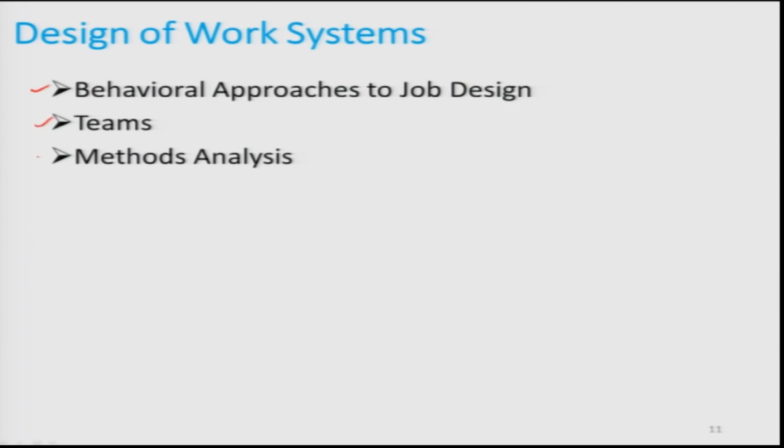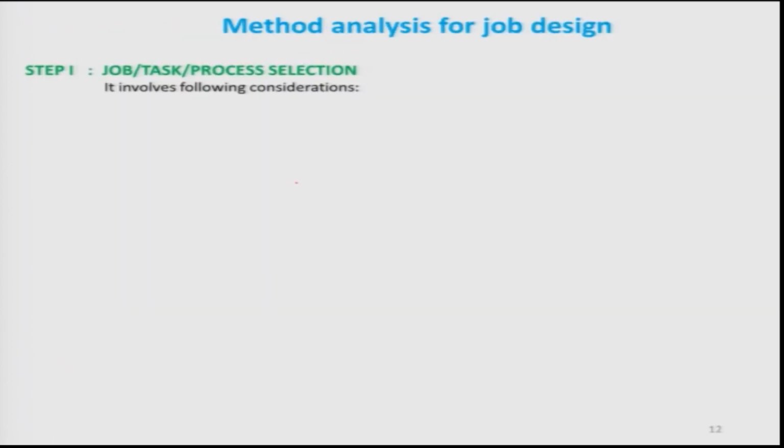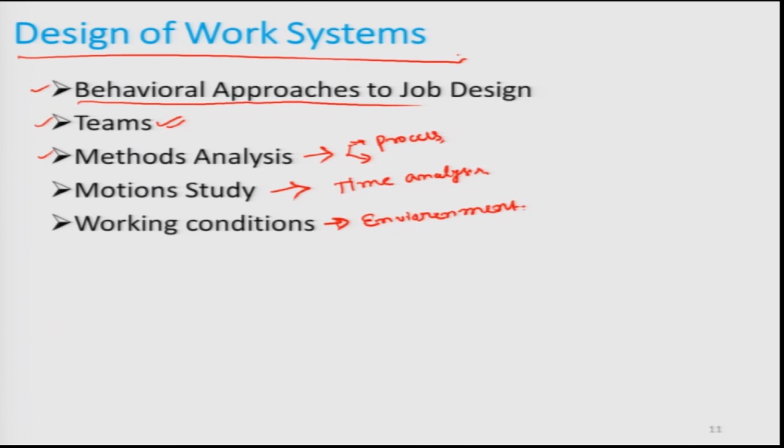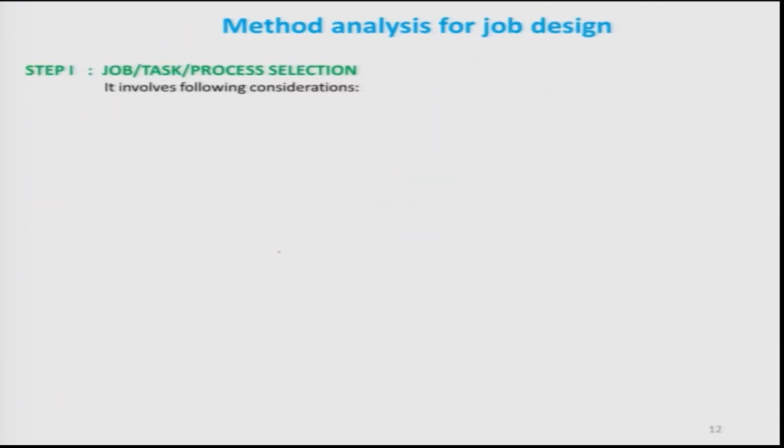Now, design of work system. These are the tools for designing of work system that I have already explained. We have approaches to job design. Second thing, a team is required for designing of a work system, and some technical tools that are called method analysis, I will explain later, motion study, working condition. Method analysis is more related to process, this is related to time analysis, and this is more related to environment. So, for designing of work system, these things are required. Okay. Team member, some technical analysis, that is method analysis, motion study, working condition. Now, first I will explain method analysis for the job design.